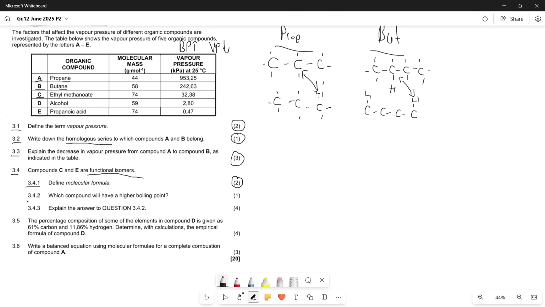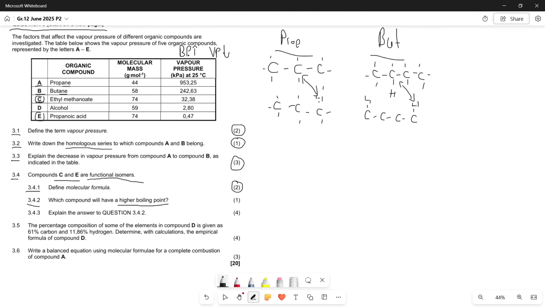And with that, we have 3.4.2, which says which compound will have a higher boiling point between C and E. So we got C, we have E, and C is ethyl methanoate, and E is propanoic acid. But a higher boiling point for 1 mark, which will just help us orient ourselves in 3.4.3, is just what we were talking about earlier, where we just have to interpret the difference between boiling point and vapor pressure.